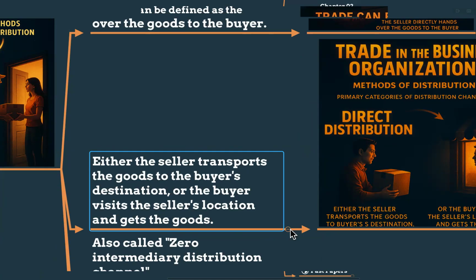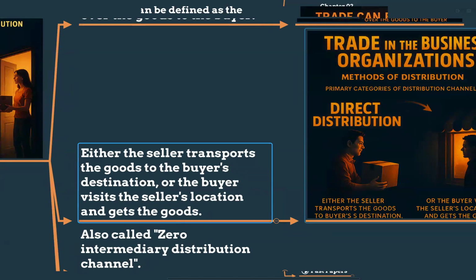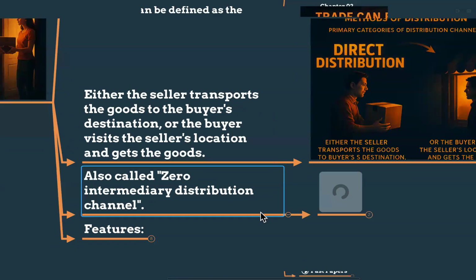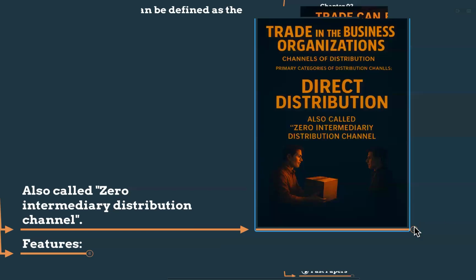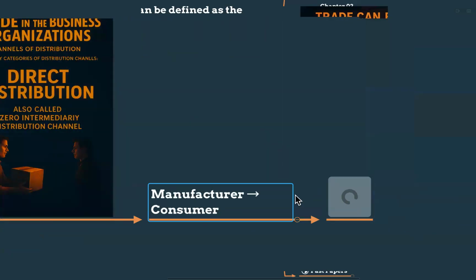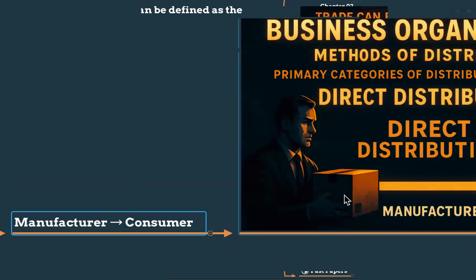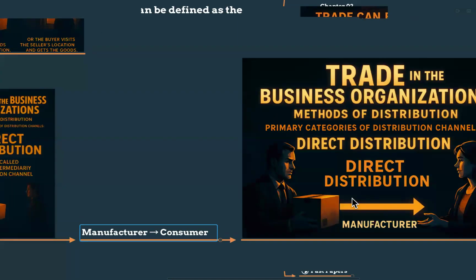You are the people, only people. Buyer and sellers are only involved. There is no middleman. That is direct distribution. In the direct distribution, my dears, the seller as well as the buyer meet face to face. There are no intermediaries like wholesalers, retailers, agents, distributors. And we also call that a zero intermediary distribution channel. There is no intermediary people. Directly manufacturer to the consumer. So the path is clear, manufacturer to the consumer.